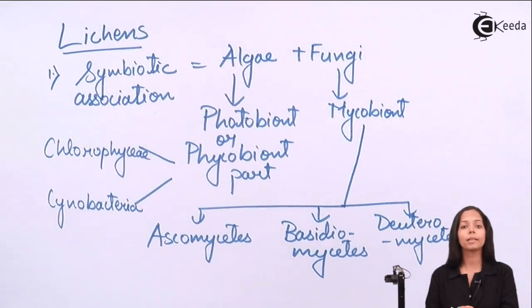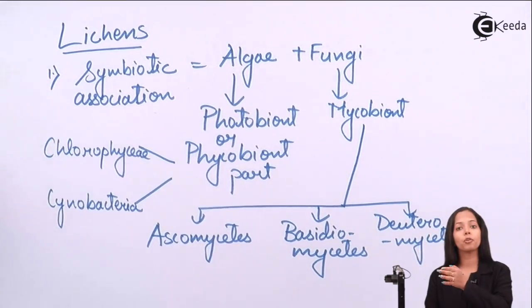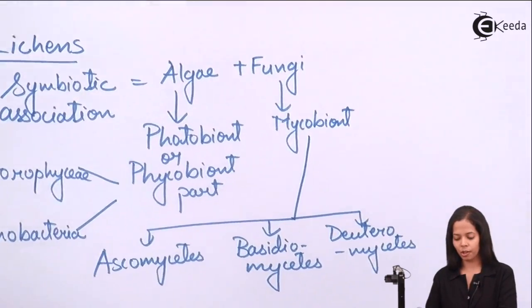So how are algae benefited? By getting body support. How is fungi benefited? By getting food. So one is giving food to another and one is giving body support. So this is how they have formed symbiotic association, and that resulted in the formation of lichens.